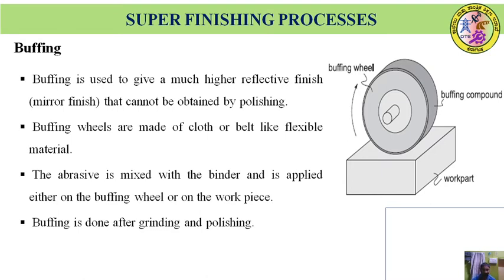The buffing is done after grinding and polishing. Only after the grinding and polishing operation is the buffing done, in order to remove any grinding marks or anything left on this workpiece. That will be removed by means of the buffing operation. A buffing compound which consists of abrasive particles is applied over the buffing wheel or directly applied on the workpiece, so that it will remove the material from the workpiece.